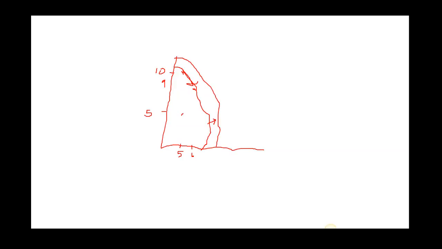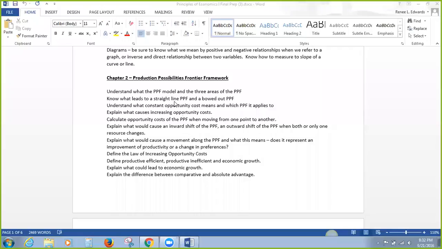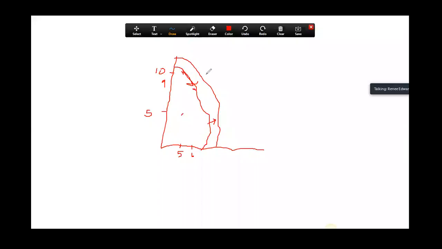Increasing opportunity cost, recovery, productive, efficient. You want to be efficient on the curve. Economic growth: an example of economic growth with the PPF curve is simply where you see the PPF curve going out. When the PPF curve goes out little by little, that's representative of growth, pushing outwards.